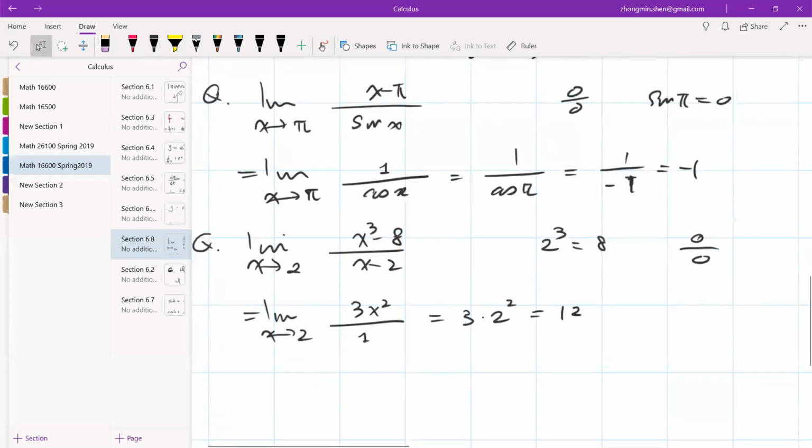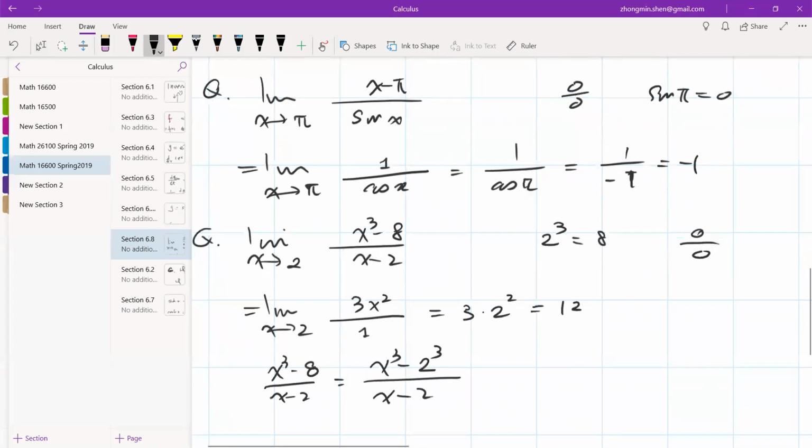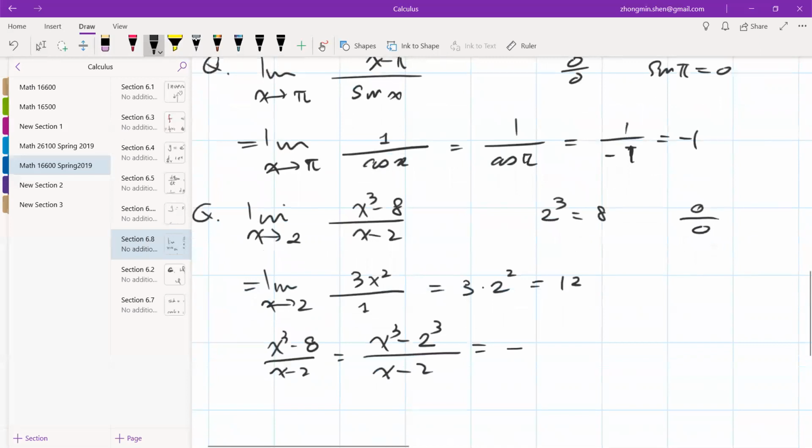Now, if you don't use L'Hopital's rule, sometimes you can still solve the problem, but you have to be good at algebra. Okay, you can get rid of x minus 2. So how do you do that? x cubed minus 2 cubed. You have to be familiar with how to factor this. That is going to be x minus 2 times x squared plus 2x plus 2 squared.